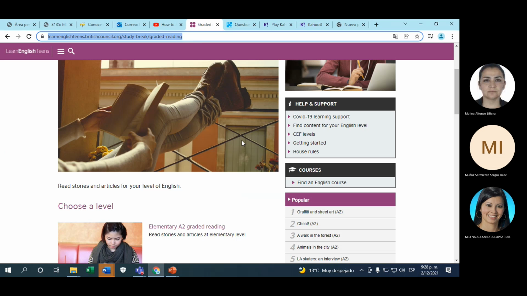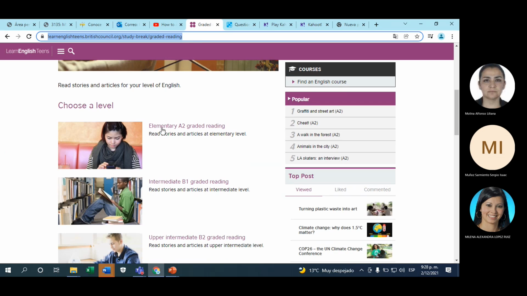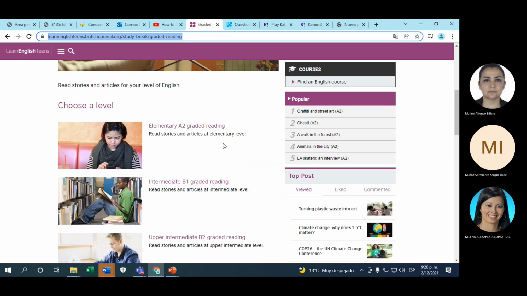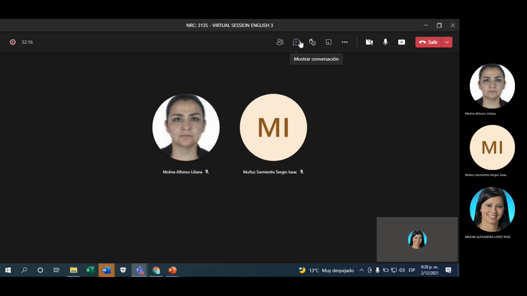This is according to the British Council. You have to choose a level here, okay? This is elementary, intermediate, that would be B1, or upper intermediate, that would be B2, according to reading, and it's graded reading. If you want to practice more reading comprehension according to parts number 5 or number 6, you can go here, choose your level, and start practicing different exercises, okay? This is a website I bring you today.